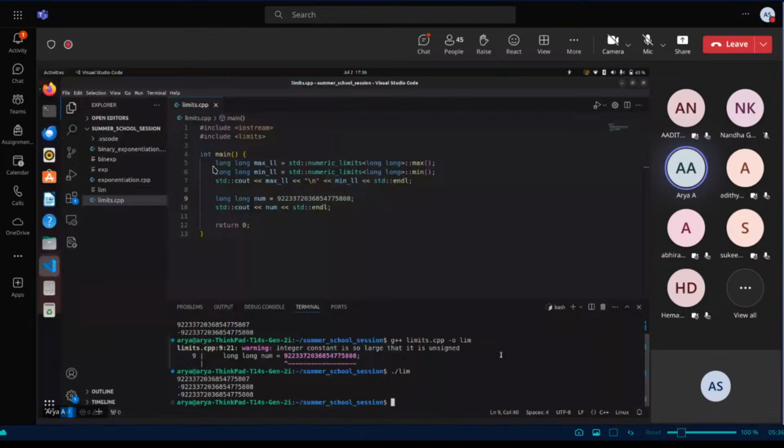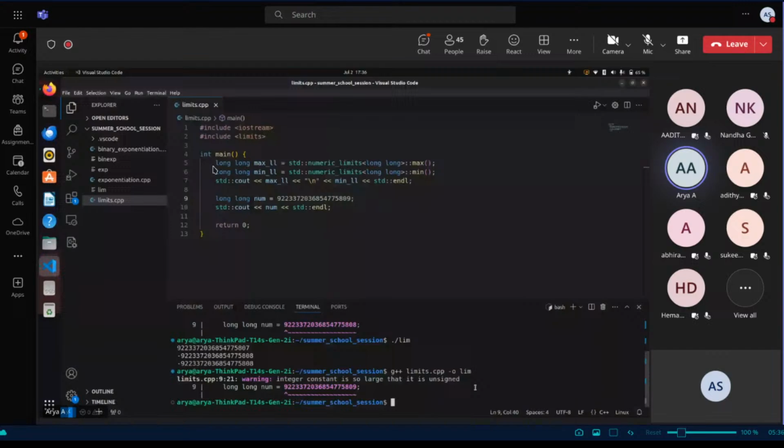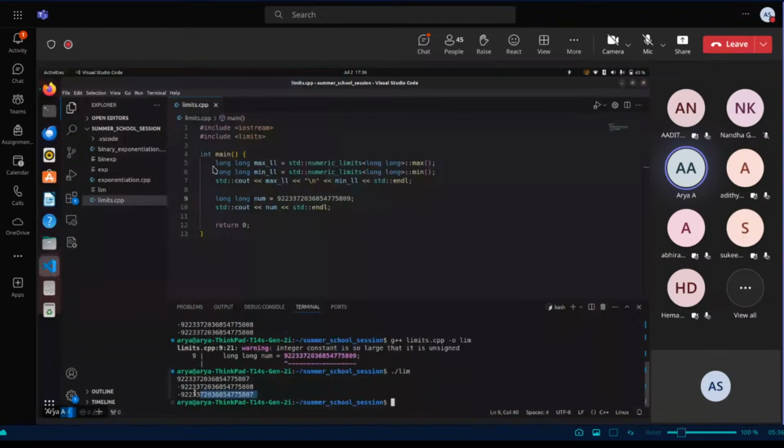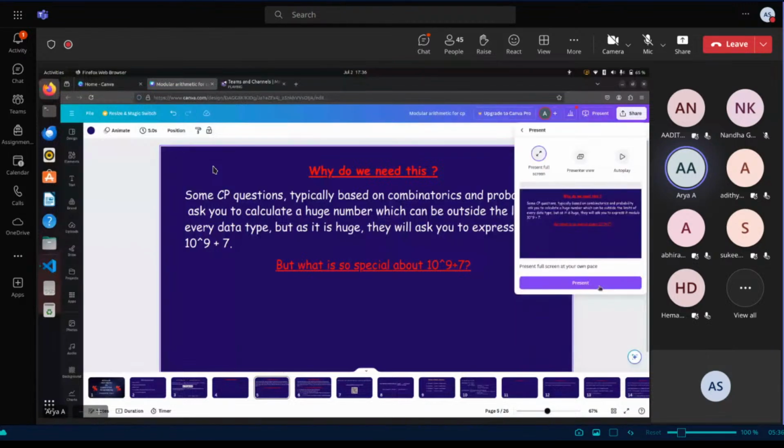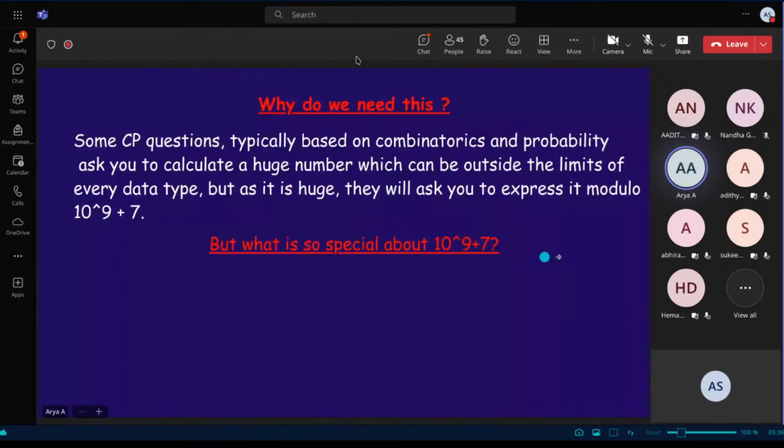So if I try to store 2 more than the maximum, I'll ignore the warning again. You can see it's one more than the minimum. So it's like a cycle. In calculation, sometimes we might exceed this maximum limit, and in order to not cross the boundaries at any stage, we would generally express it as modulo 10 power 9 plus 7.